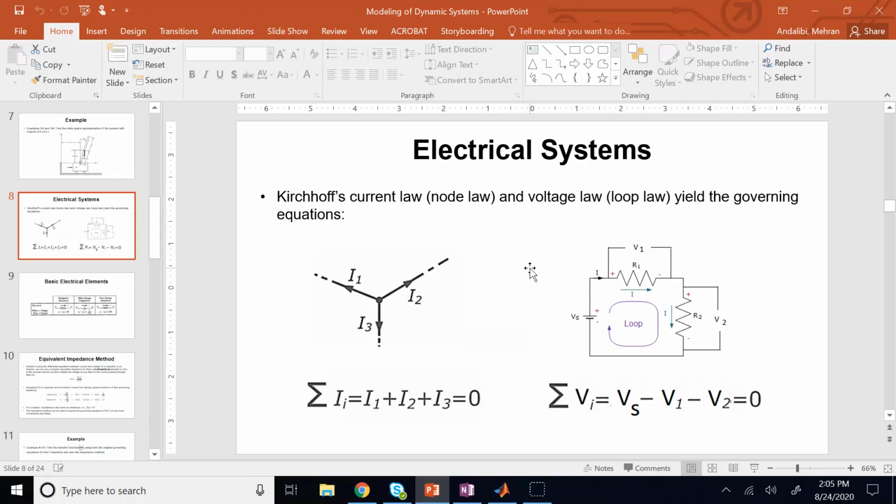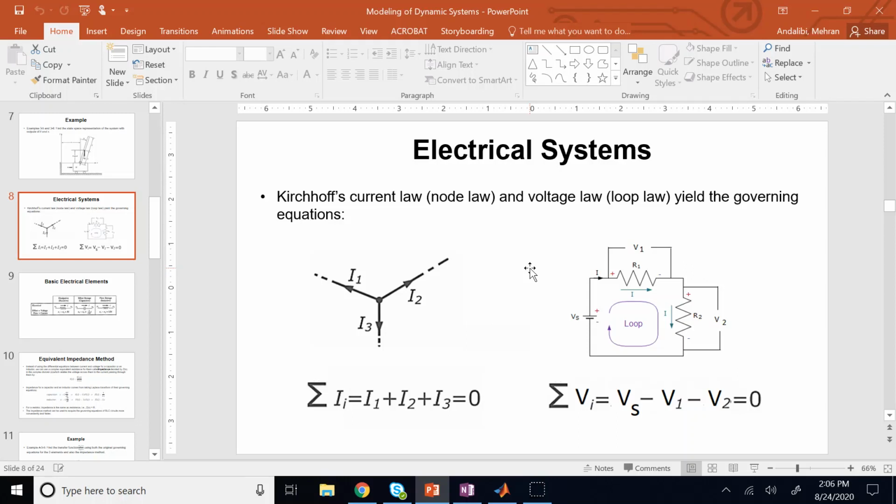Although the goal here is not to go into a lot of detail in modeling electrical systems, we're going to look at least at some basics and some passive elements. Based on our knowledge from electric circuits that you passed, there are two main laws that we will use. One of them is Kirchhoff's current law, or node law, and the other one is Kirchhoff's voltage law.